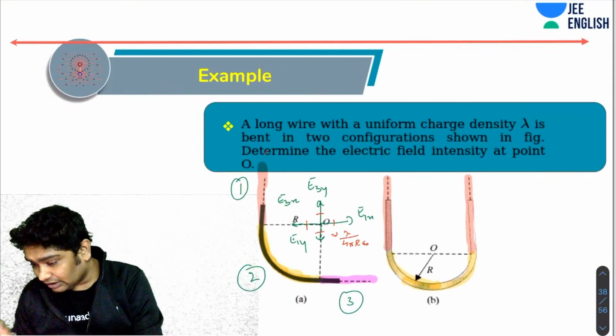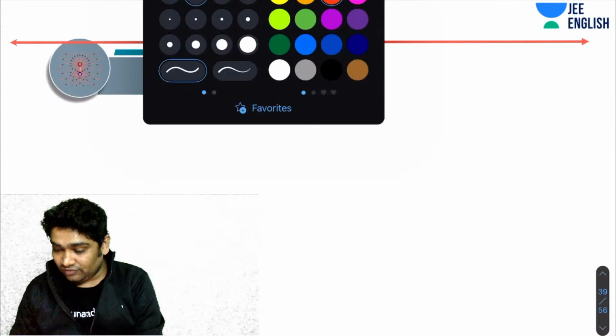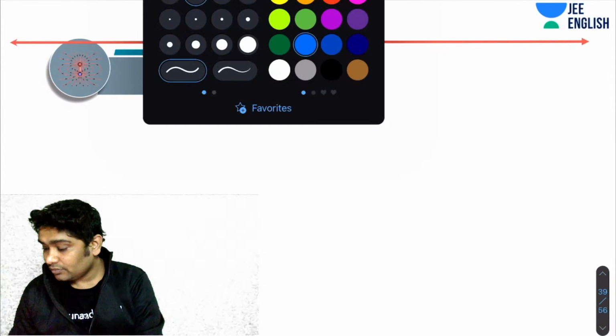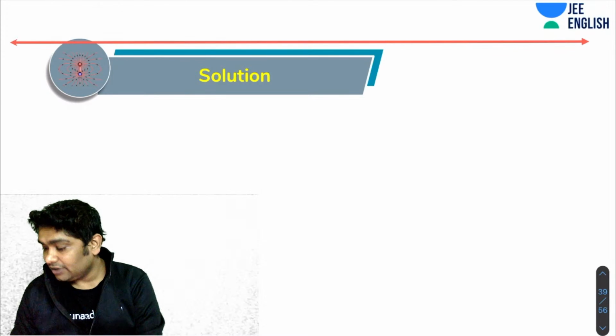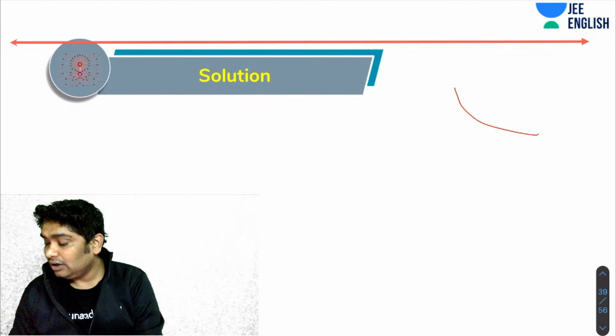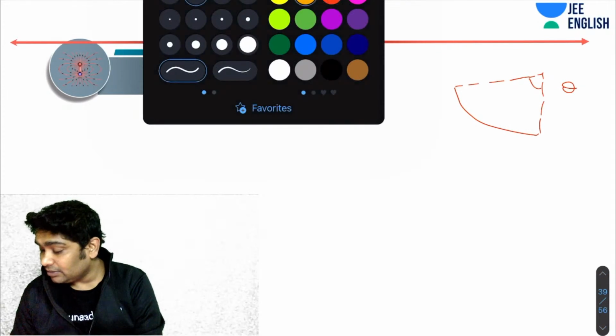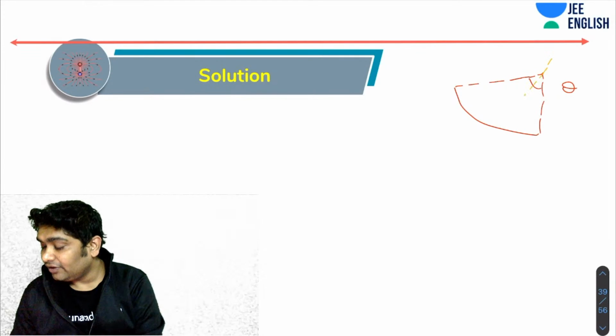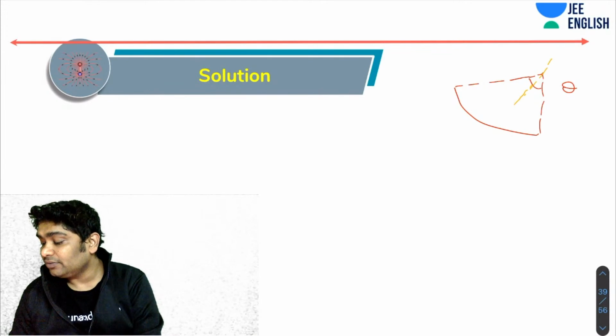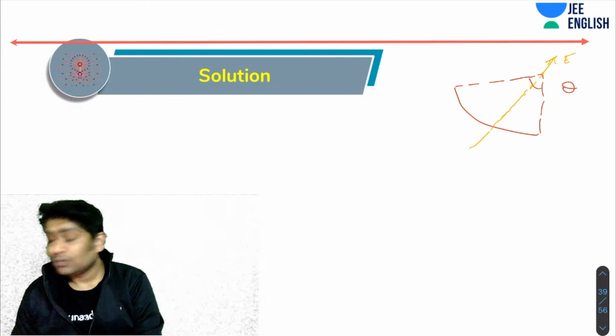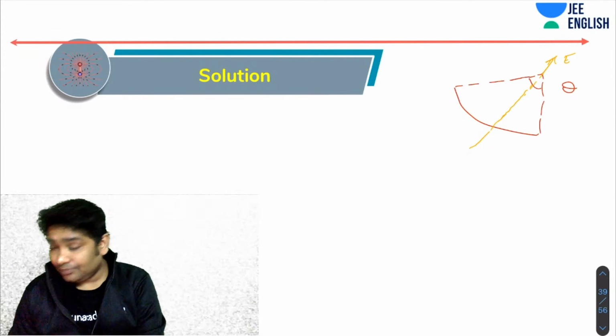So for any circular arc, let's calculate in general. Okay, you have a circular arc. This circular arc subtends an angle theta at the center. So you know by symmetry, the net electric field would be along this direction. Okay. So how to calculate that?